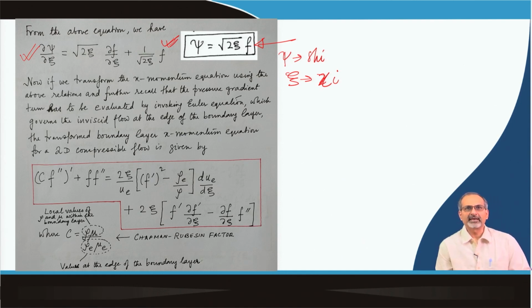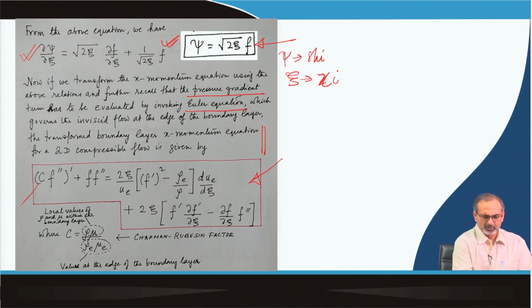Now, if you transform the x momentum equation using all the above relations that we derived, you will see that they can be plugged into the different terms of the x momentum equation, and additionally we recall that the pressure gradient term has to be evaluated by invoking the Euler equation at the edge of the boundary layer, and that governs the inviscid flow beyond the boundary layer. And once you do the transformation, the transformed boundary layer x momentum equation in the 2D compressible flow sense will look like this. So, what do you find over here?